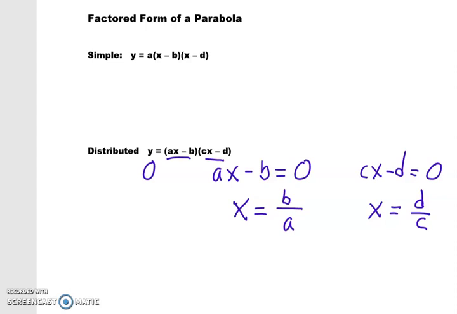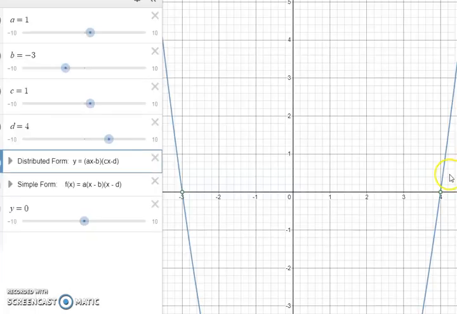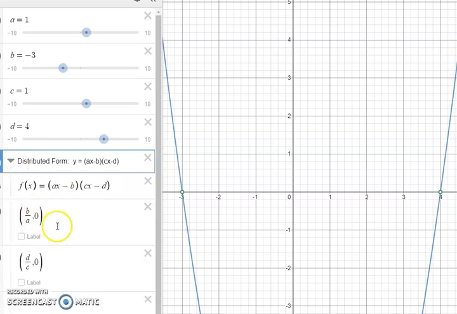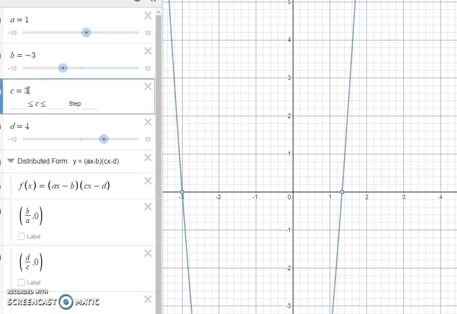Let's look at how that's going to affect our graph. Now on our graph, we have a equals 1 and b equals -3. Well, think about the fraction we just mentioned. We wrote it in here. B divided by a, -3 divided by 1 is -3. D divided by c, 4 divided by 1, that's going to be 4. Well, let's check out what happens. What happens if I change c to 3? I now have 4 divided by 3.